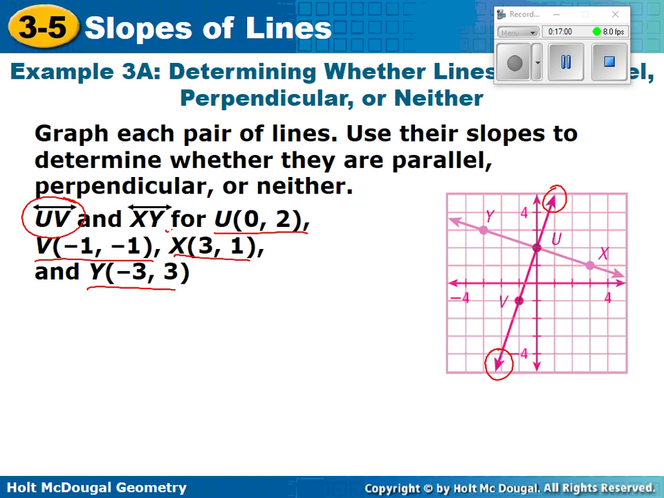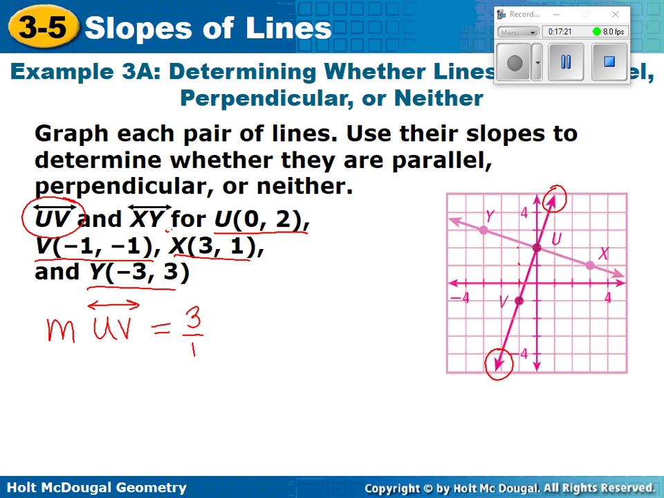So let's calculate those slopes. So what's the slope of UV? And this time we could just count, right? Would you agree? So rise is what? 3, and run is 1. And we went up and right, so that is +3 over 1.